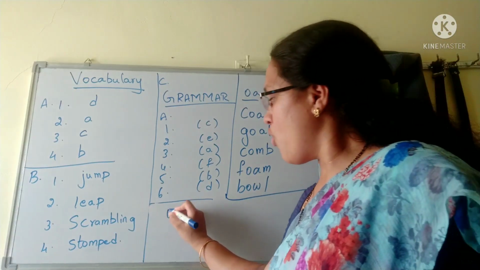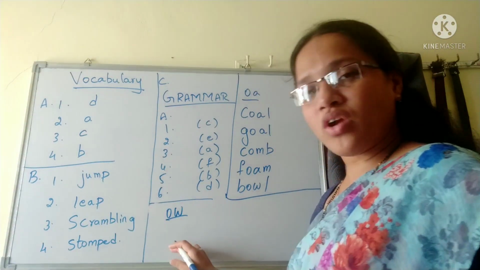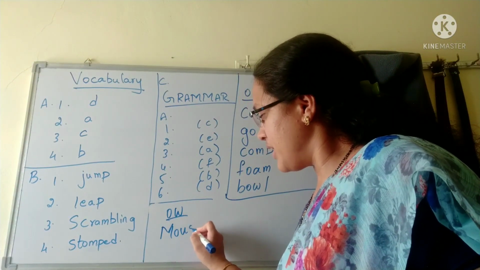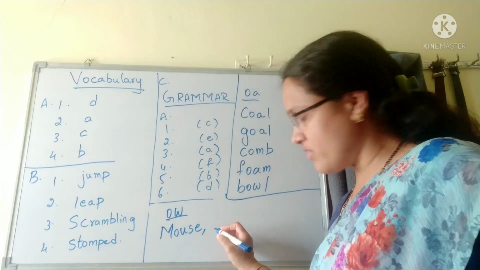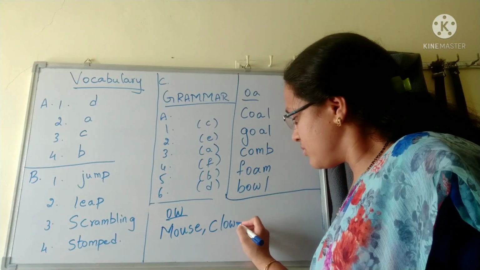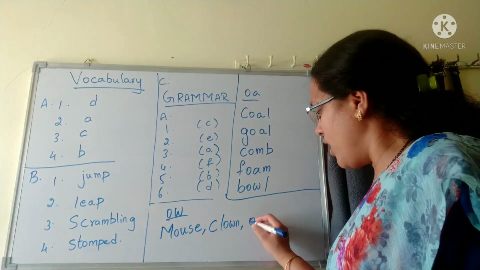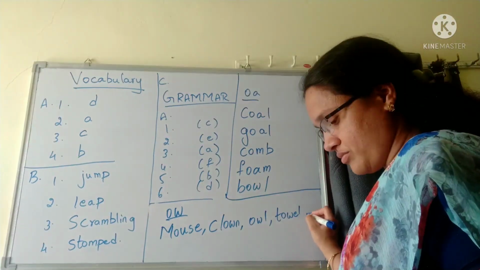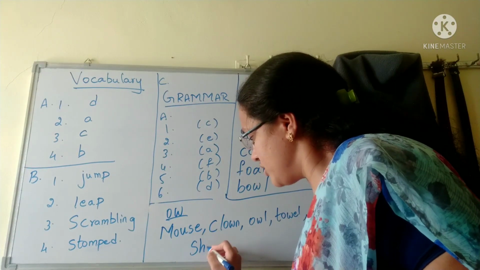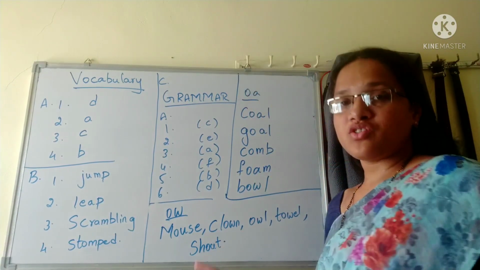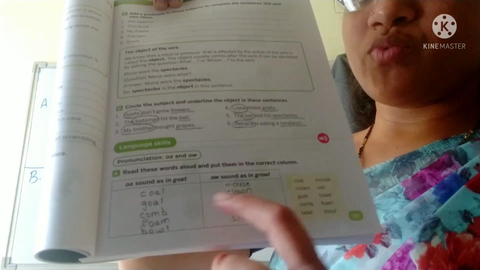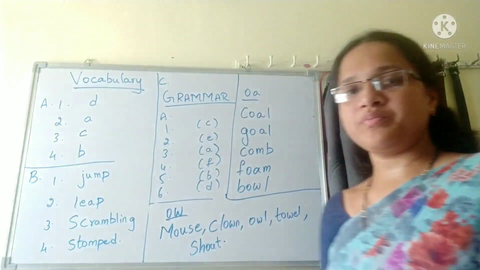Next you can write OW words. What are these OW words in the help box? That is mouse. And what is the other word? Clown. Owl. Towel. And shout. Okay, so these are the words. Please write them. Where do you have to write, children? You have to write them in the box with a pencil. Is that clear to you?